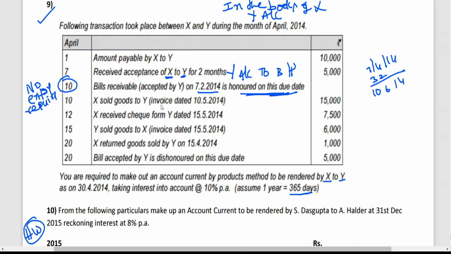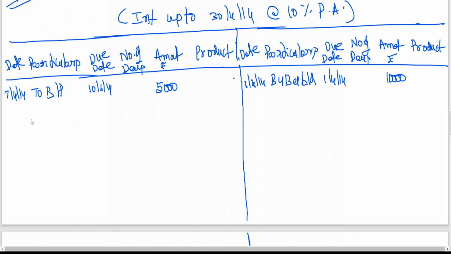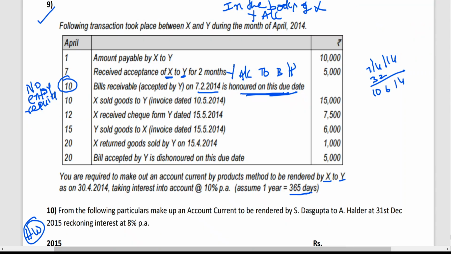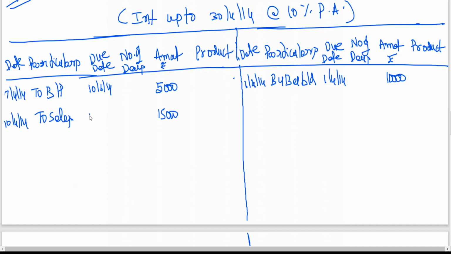Now X sold goods to Y. It's simple. That means who is the receiver? Y. Y account debit to sales account. Amount is 15,000. I think the due date has been given as 10th of May. 10th May 14.